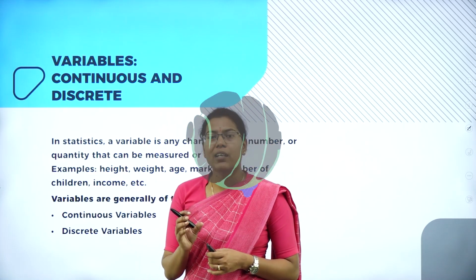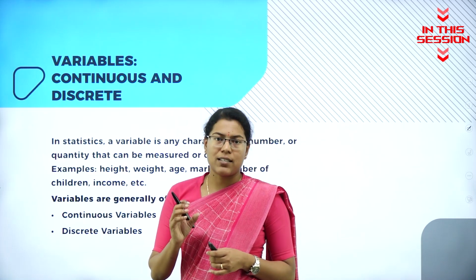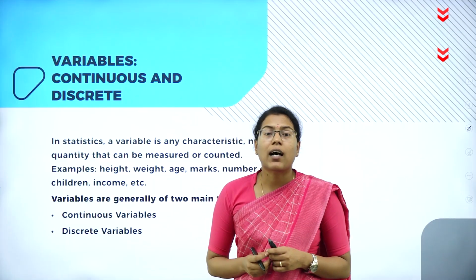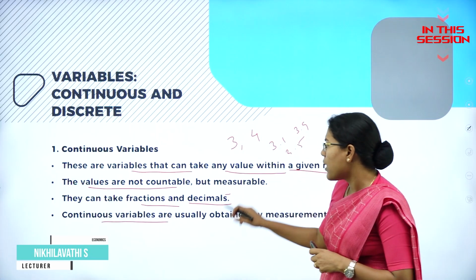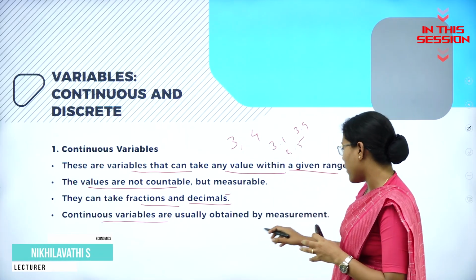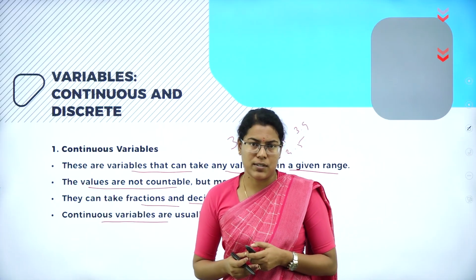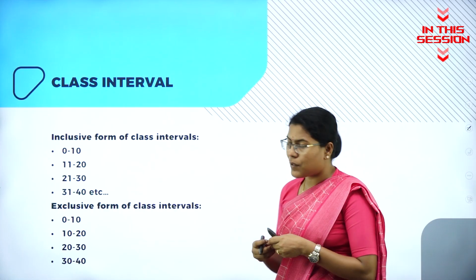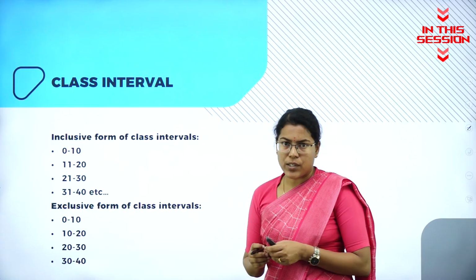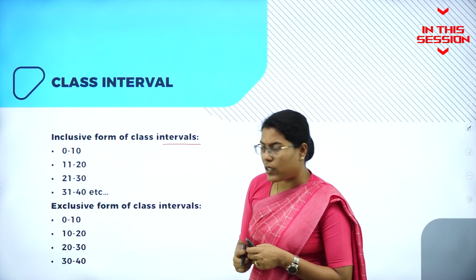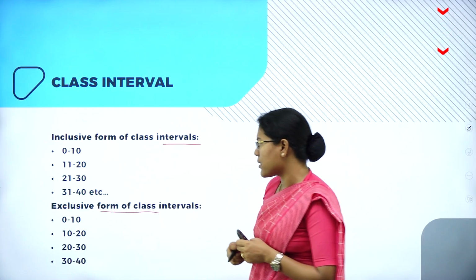When it comes to variable, it can be categorized based on two criteria. So one is continuous variable, the other one is discrete variable. Here the continuous variables are usually obtained by the measurement instead of the countable numbers. Two types of class intervals can be prepared. So one is inclusive form of class intervals, the next one is exclusive form of class interval.